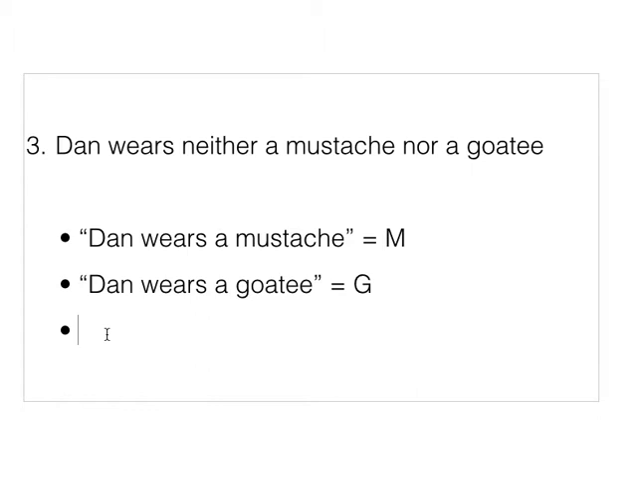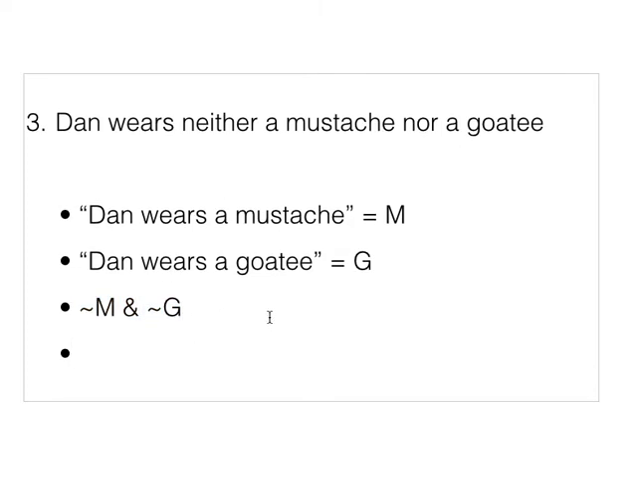So one way of representing this is with the negation for not. So it's not true that M stands for Dan wears a mustache. So not M, because we know that he doesn't wear a mustache according to this sentence, right? Number 3. But we also know, we're going to use a conjunction, because the sentence also says that he does not wear a goatee. So one correct translation of this sentence, Dan wears neither a mustache nor a goatee, is the following: not M and not G.